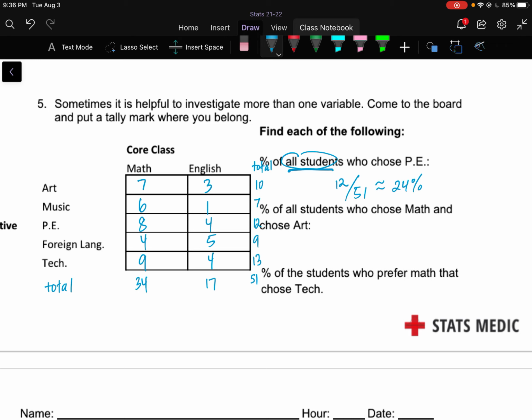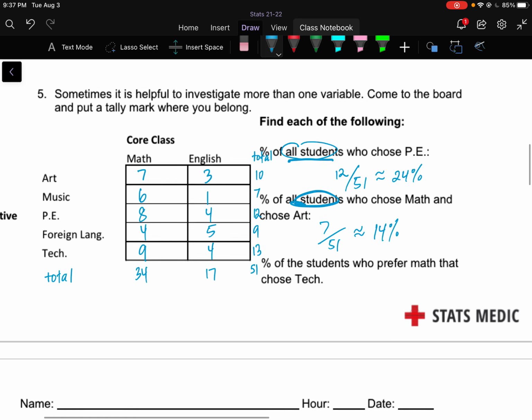All right, next question. Find the percent of all students who chose math and art. Okay. So we're looking at all students, so that tells us the denominator should be 51. That's how many students there are all together. And let's count the number who chose math and art. Okay, so math and art is just going to be that 7. Okay, so 7 out of 51 gives us a percentage of about 14%. All right, so 14% of all students surveyed chose math and art.